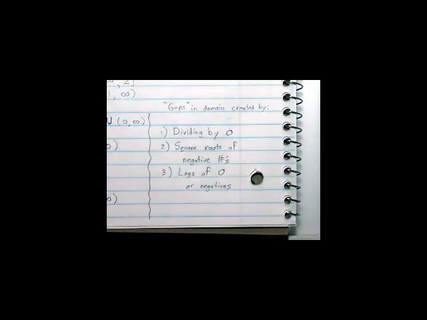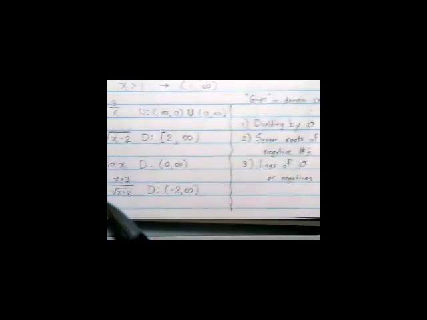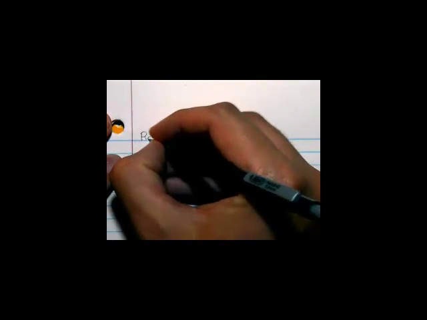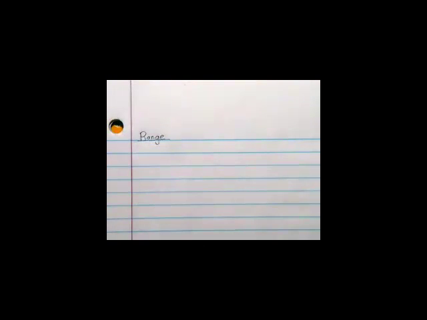The reason I did these kind of functions over here is because these are the ones where you've got to start thinking about how you need to change that domain. Because where's the gap? And how's that going to change how I write my domain? So, okay, that's domain in a nutshell. Range is similar. Range is to y as domain is to x, if you want to think about it that way.